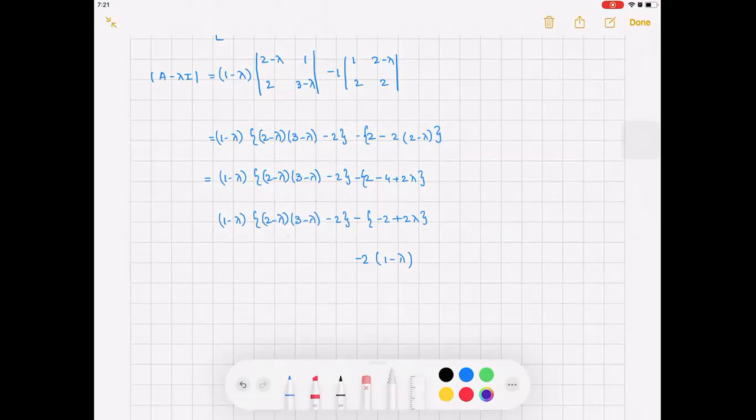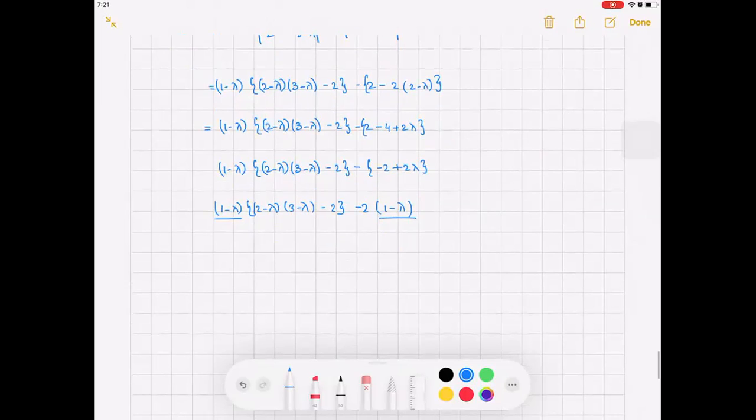So in this step, 1 minus lambda, so you can directly multiply and solve as well. 3 minus lambda minus 2. So 1 minus lambda and 1 minus lambda is a common factor. 1 minus lambda, and then the remaining terms 2 minus lambda, then 3 minus lambda minus 2.